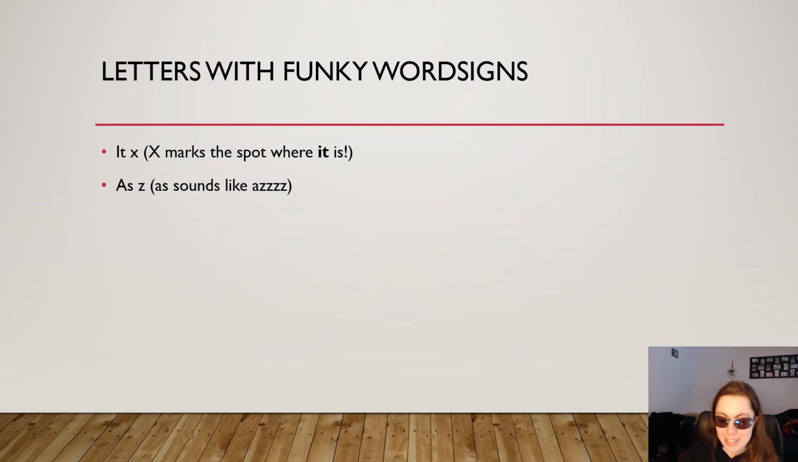X means it. You might remember X marks the spot where it is. And Z stands for as. We often play off the phonetic that as sounds like it could be a Z, even though it's really an S. So as got the Z letter because it sounds like it's in the word, even though it's not really.